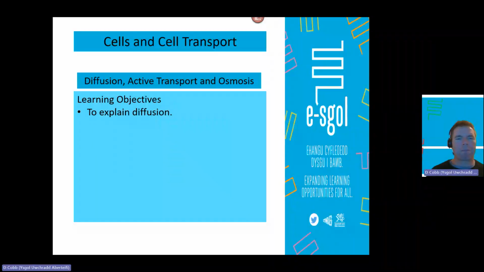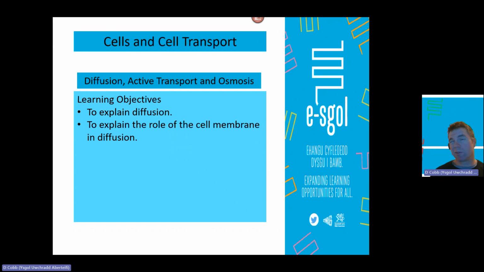So we'll start with the basics of diffusion, how it works, the significance of the cell membrane when it comes to diffusion. That is, whilst we can talk about diffusion happening sort of in a room, for example, really what we're interested in biology is the movement of molecules across a membrane, and that's really what we're looking at with all 3 of these modes of transport.